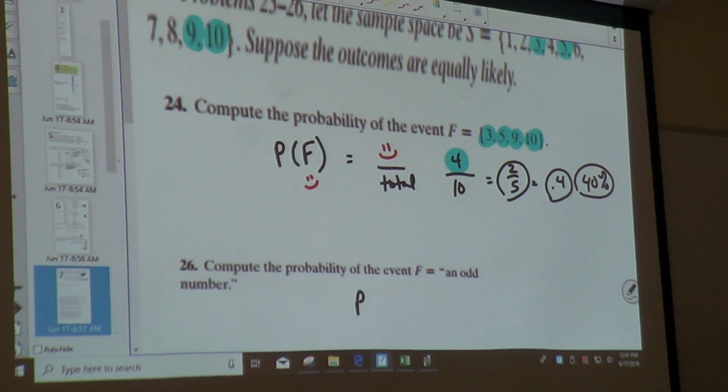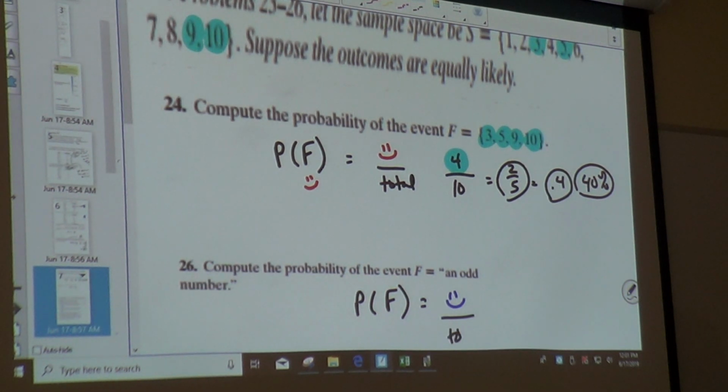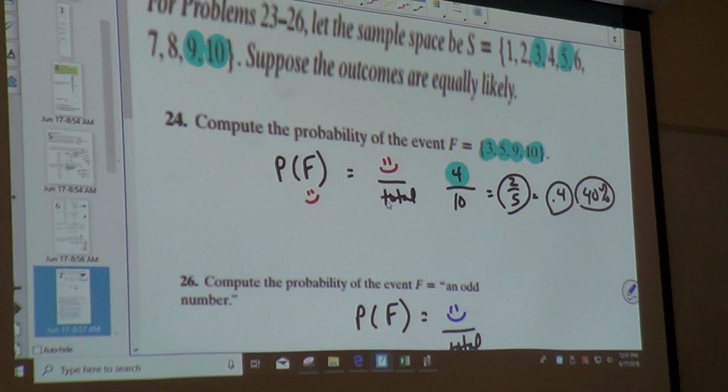Now, we're doing another F. This time our F, what makes me happy, is an odd number. How many odd numbers are there? How many things are going to make me happy? Is 1 going to make me happy? Is 2? 3, yes. 4, 5, yes. 6, 7, yes. 8, 9, yes. 10.